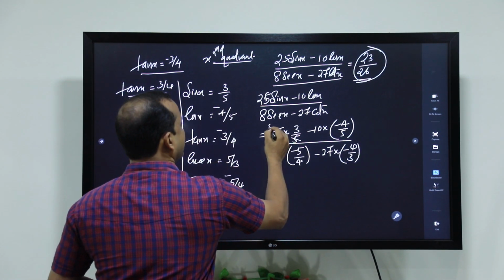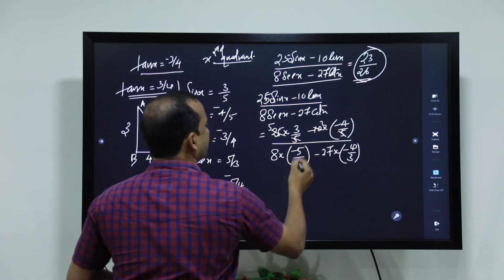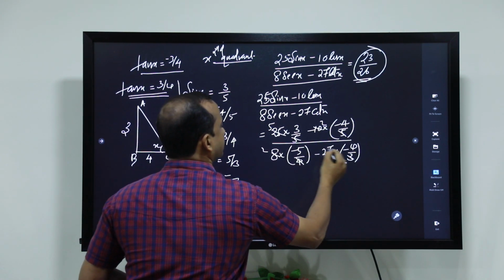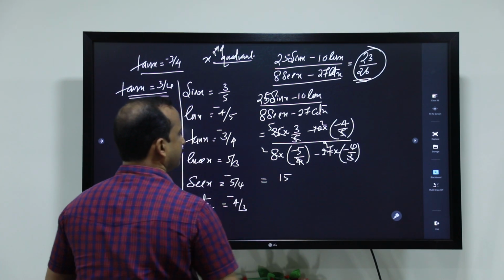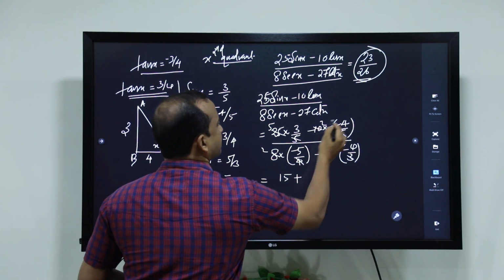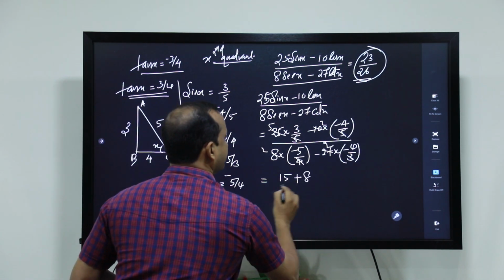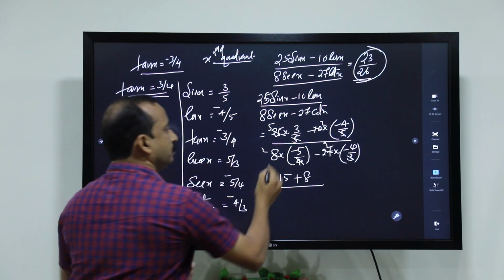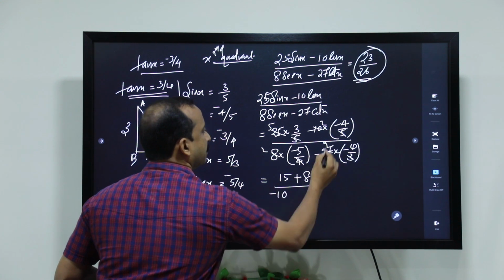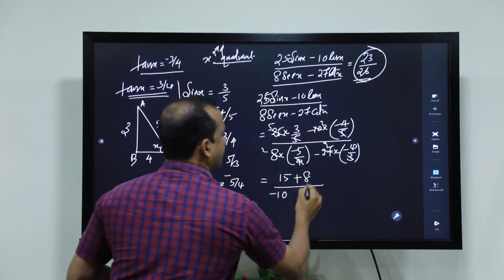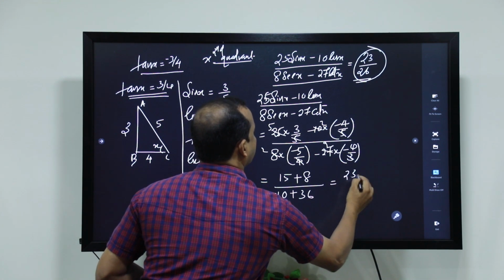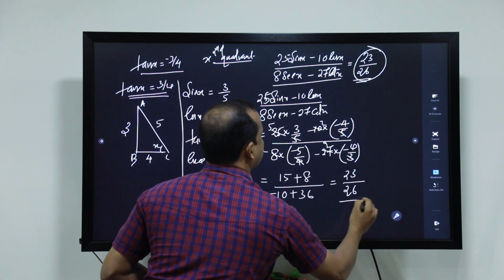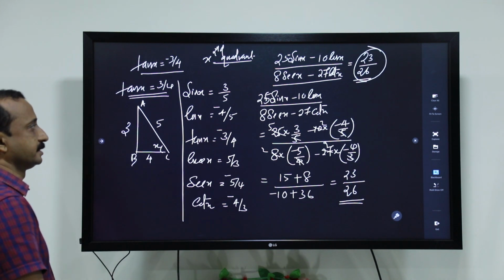Here 25 and 5 cancel, here 2 and 9. That is equal to 5 into 3, 15, plus, minus into minus is plus, 2 into 4, 8, the whole divided by 2 into minus 5, that is minus 10, then 9 into 4, 36, minus into minus, plus 36. That is equal to 23 divided by 26. We get the answer. That's all.